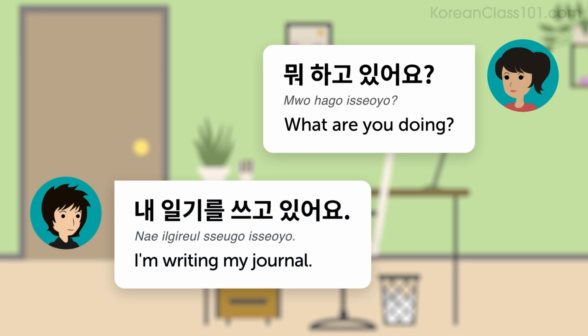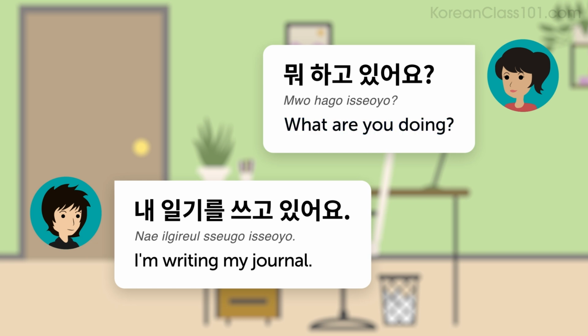First of all, you'll need to learn how to say, what are you doing? That's, 뭐 하고 있어요? Listen to it again. 뭐 하고 있어요? This Korean sentence literally translates as, what doing are you? But it means, what are you doing?